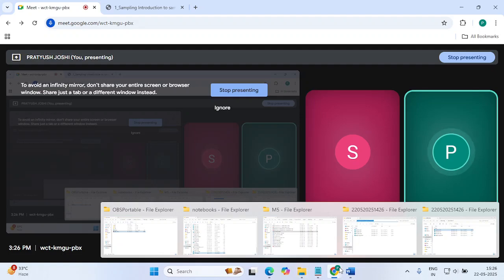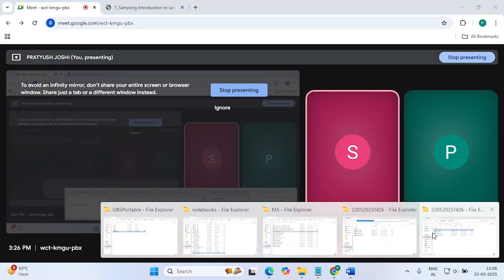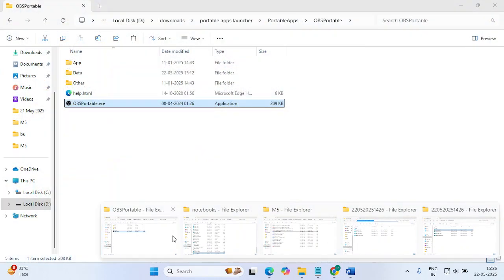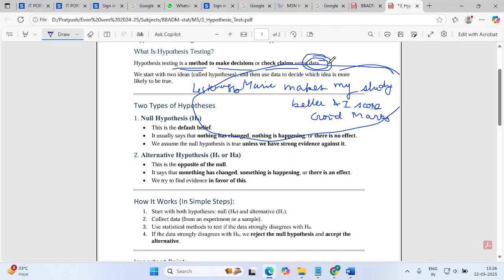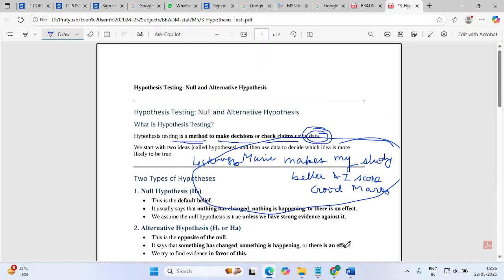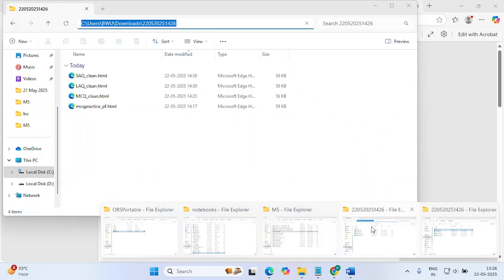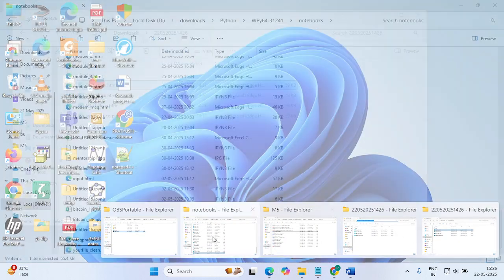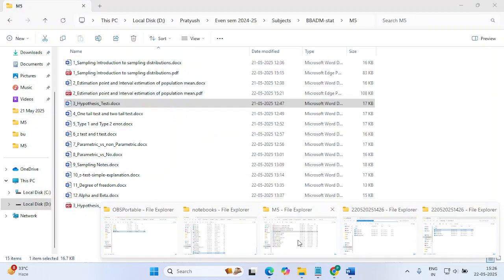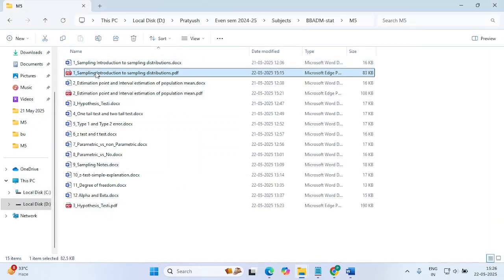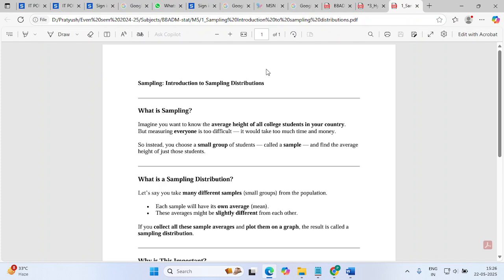So let me go back to sampling first. Okay. So see, let me try to explain what is sample and what is population. I hope you already know that. So what is your understanding about sample and population?